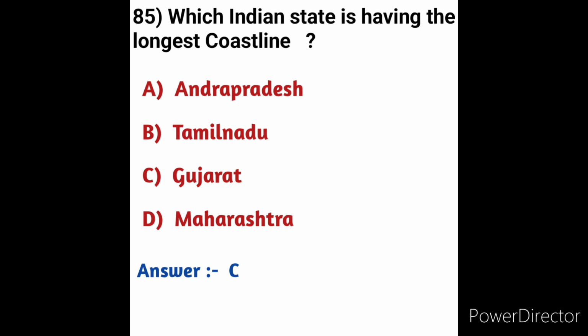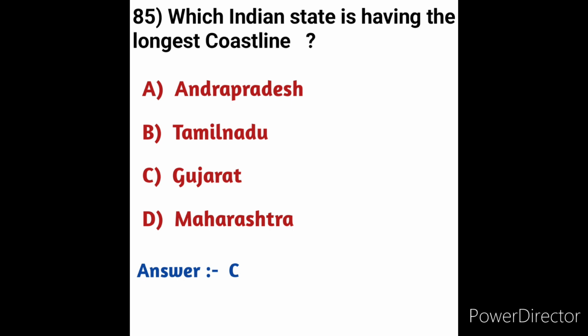The approximate length is 1600 kilometers. The second longest coastline in India is Andhra Pradesh. The third longest coastline in India is Tamil Nadu. But in this question they are asking about the first Indian state having the longest coastline, which means option C is the correct answer, Gujarat.